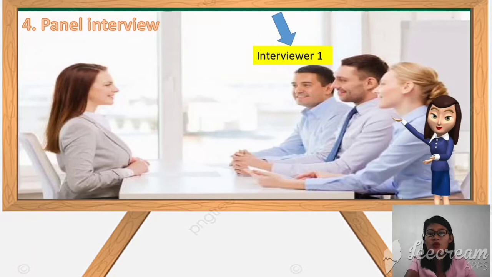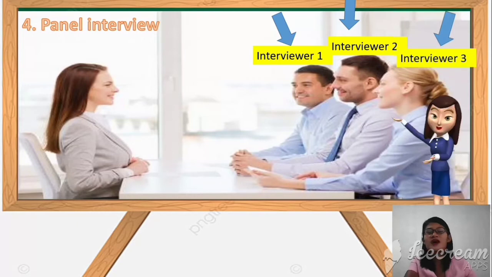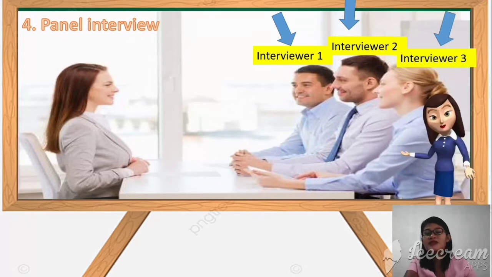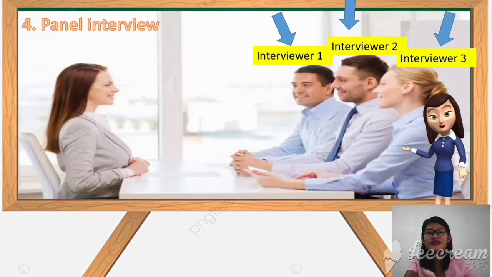Say, interviewer 1, interviewer 2, interviewer 3. These are the panel. These are the ones who will interview the interviewee. So, in a panel interview, there are 3 to 5 interviewers during the interview process.